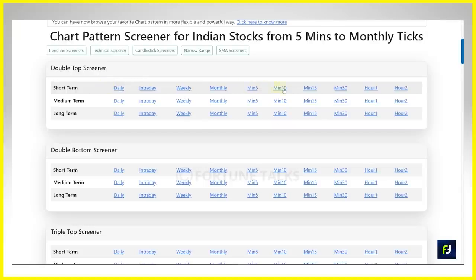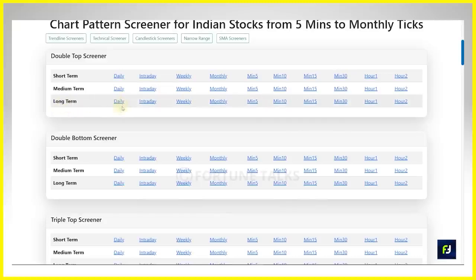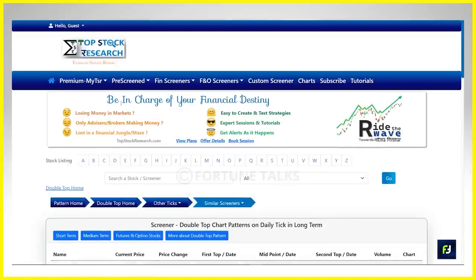So it may be a short-term trade on a 15 minutes time frame, or a medium-term trade on a 2-hour time frame, or even a long-term trade on a daily or weekly time frame. So once you have fixed the duration and time frame, select it on the chart pattern you wish to scan for.